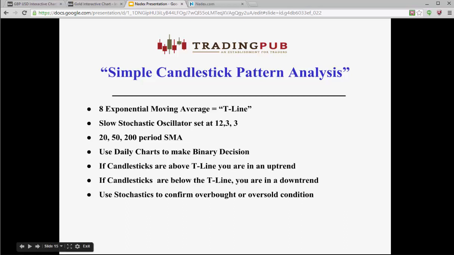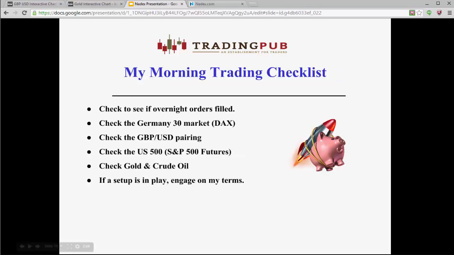If the candlesticks are below the T line or the 8 EMA, it's probably going to be in a downtrend for the following day. And if it's below the 50-day simple moving average as well, that just confirms it. Stochastics will confirm to me whether the marketplace is overbought, oversold, or neutral.